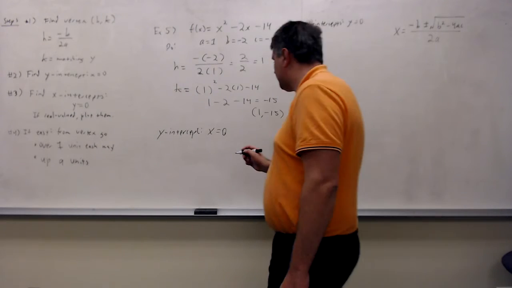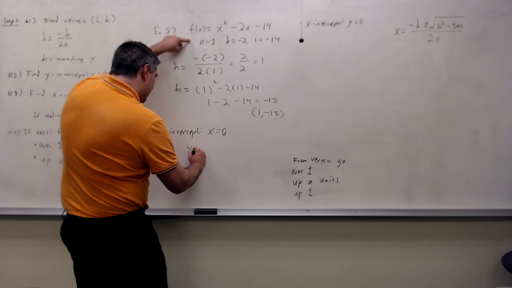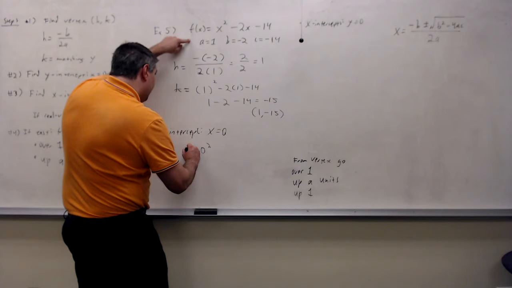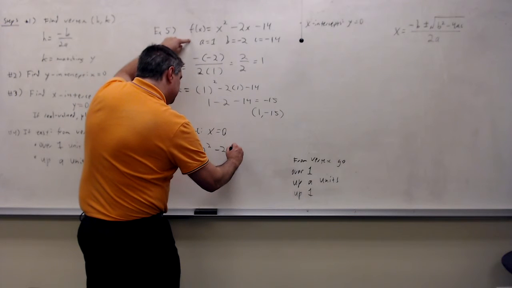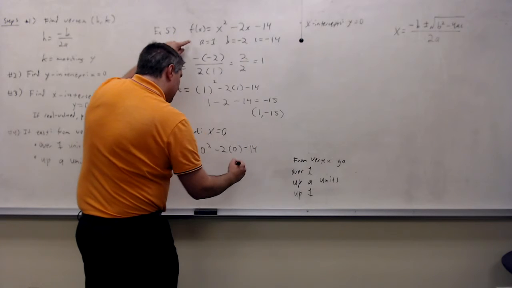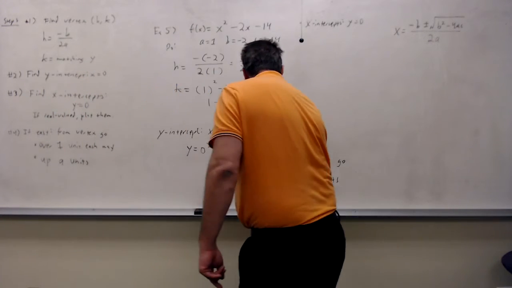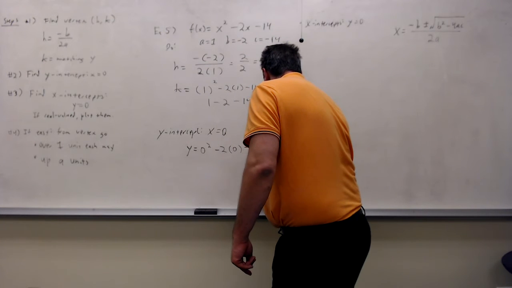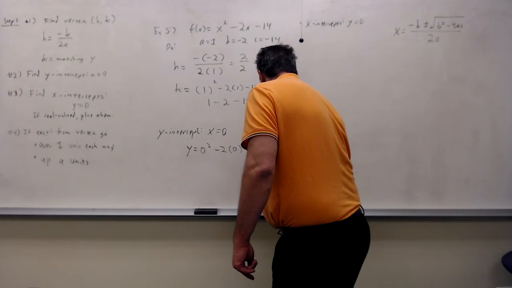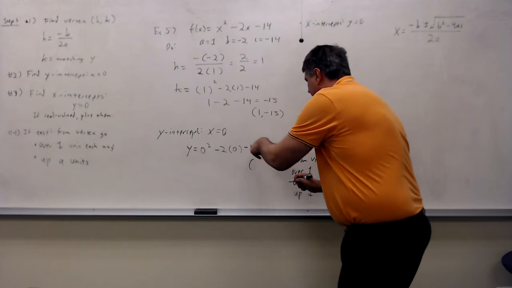The y-intercept. x equals 0, so y equals 0 squared minus 2 times 0 minus 14. 0 minus 14 is negative 14. So I have 0, negative 14.